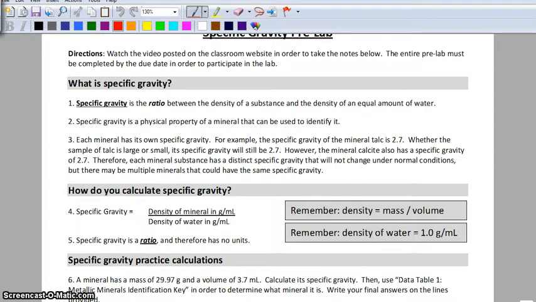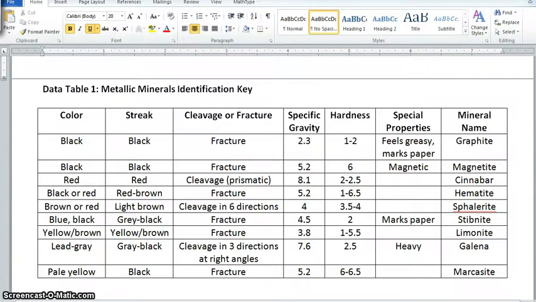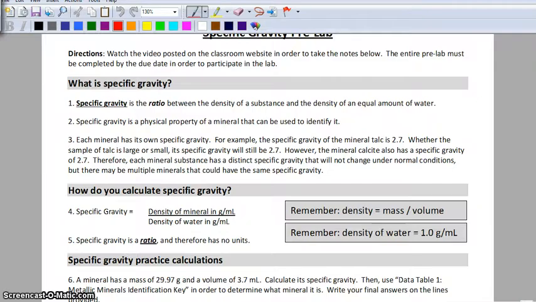So for example, what we're going to be looking at later is this mineral chart right here, and this data table is showing metallic minerals. And if you look, there is a column for specific gravity. For example, we can see that graphite has a specific gravity of 2.3, magnetite, which is magnetic, has a specific gravity of 5.2, cinnabar, that was that red one we saw earlier, has a specific gravity of 8.1. So as you can see, different minerals have different specific gravities, and it's one of the ways that we can identify it, along with its cleavage pattern, its streak left behind, its hardness, and other special properties.